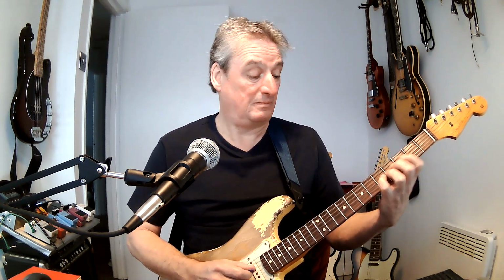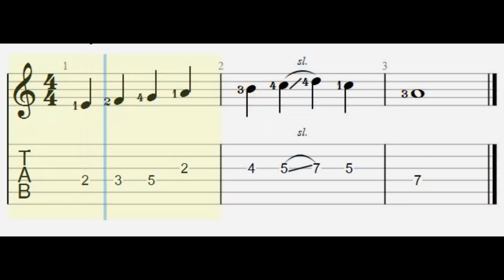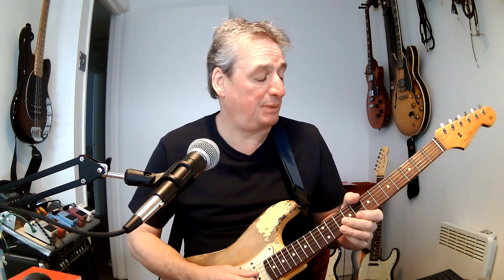so the idea here, I've moved into my pentatonic. I can even go straight to the passing note from there.